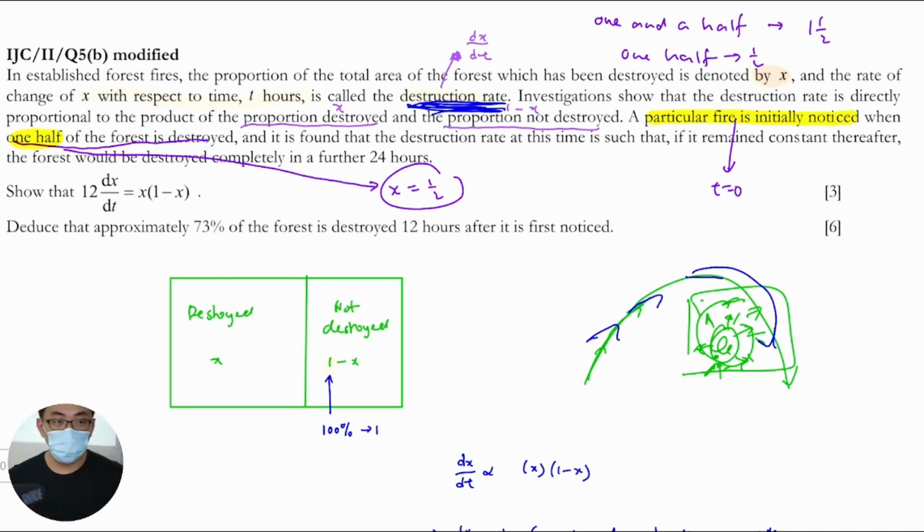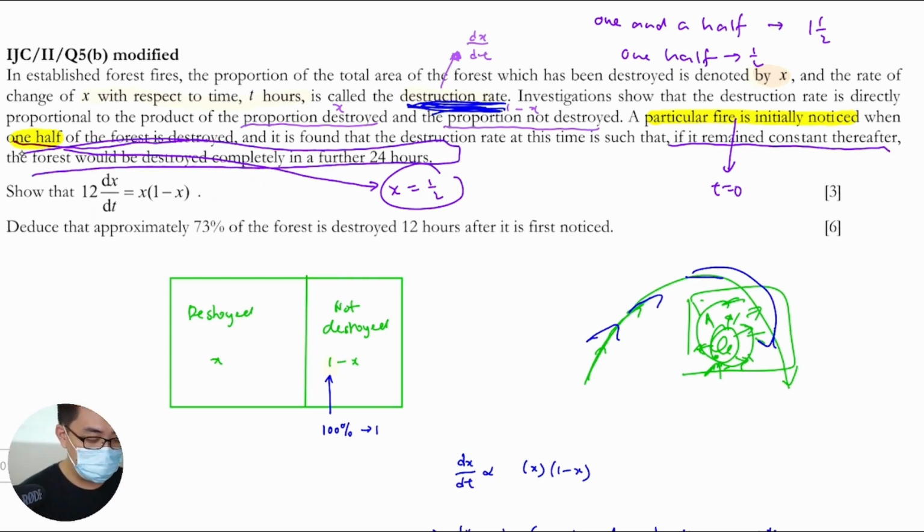So you are looking at 1/2, and it is found that the destruction rate at this time is such that if it remains constant thereafter, the forest will be destroyed completely in a further 24 hours. This is the bomb. This is the really messed up one.